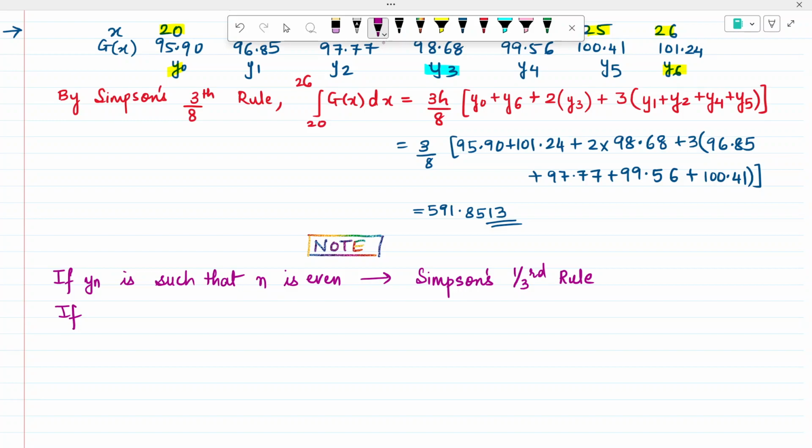And if yn is such that n is a multiple of 3, so you can say y3, you can have y6, you can have y9, and so on. You're expected to use Simpson's 3/8 rule.